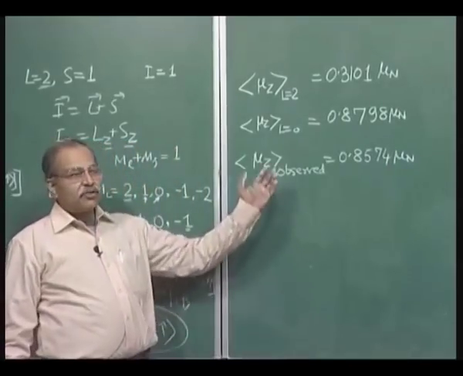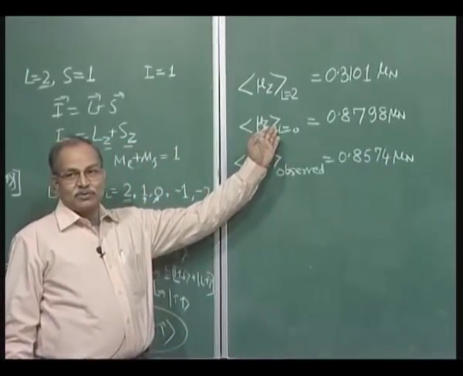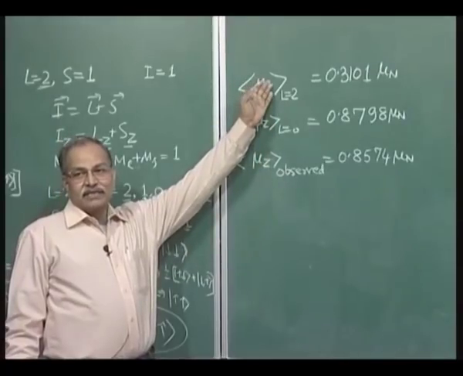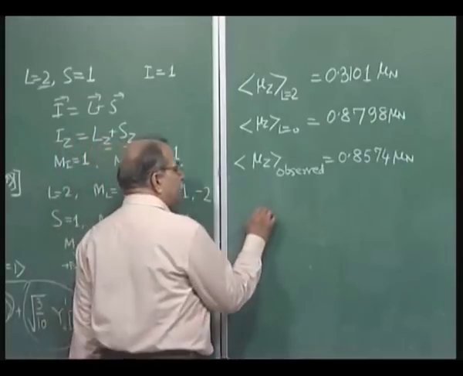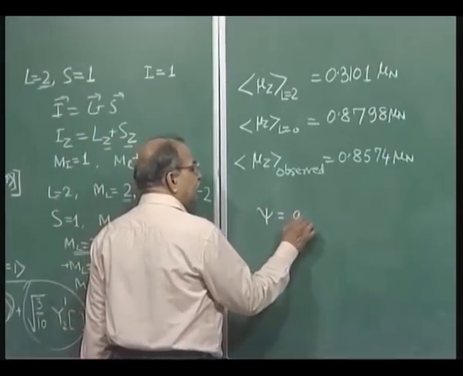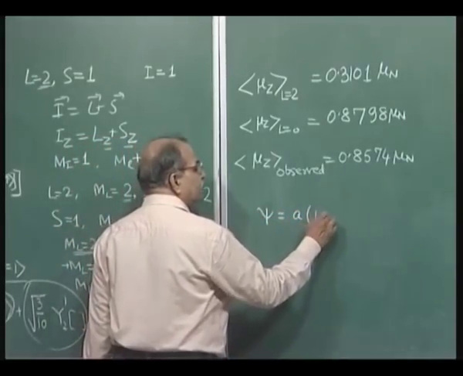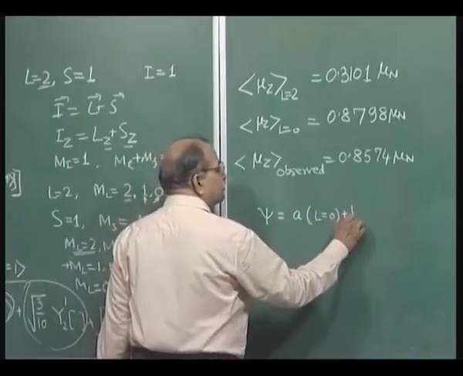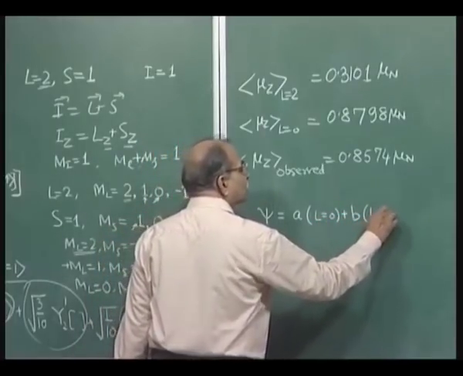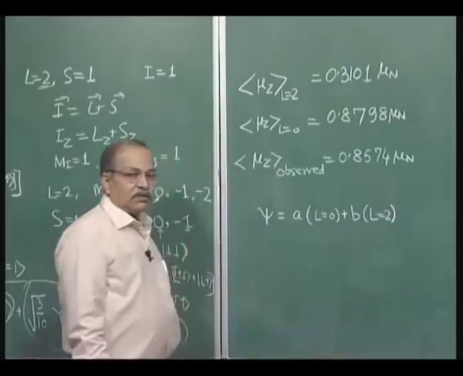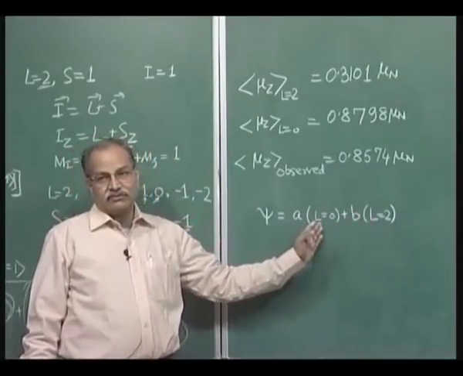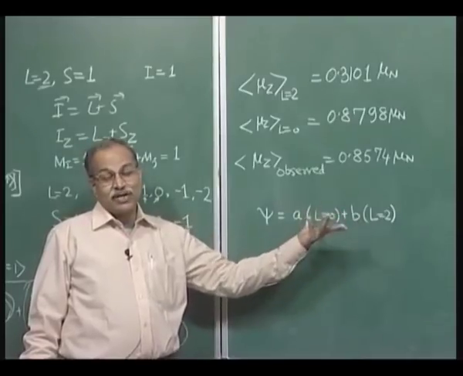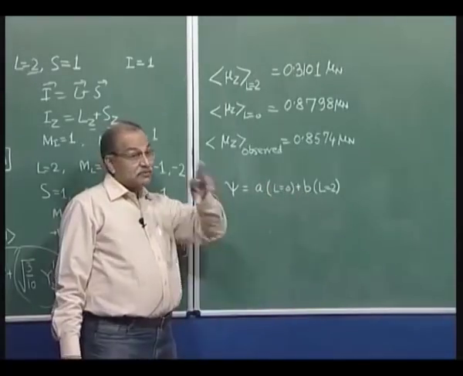From this we can work out how much of it is L equal to 0 and how much of it is L equal to 2. So, if I write the wave function as A times say L equal to 0 plus B times L equal to 2, right, a mixture of two L values, L equal to 0 and L equal to 2, only these two are allowed because capital I is 1, remember.